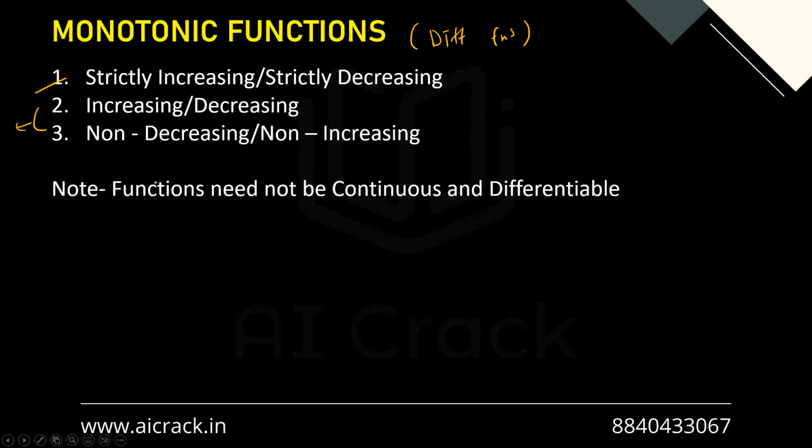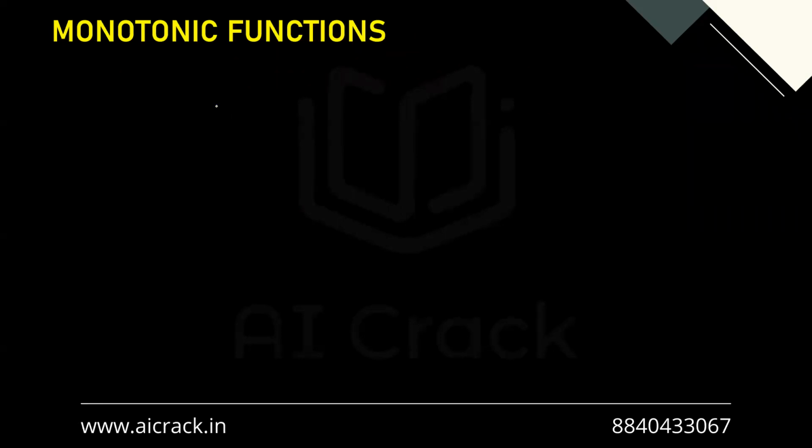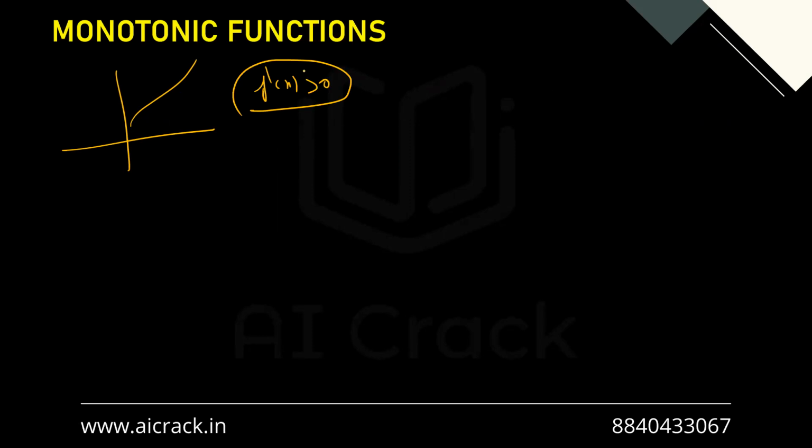So let's talk about these in detail. So strictly increasing, that means basically the function is going just up, and that means the slope is always positive. That means f dash x is always greater than 0. That is very obvious. And since the function is differentiable, we can use the derivative method to find out the conditions. So this was the first case for strictly increasing.